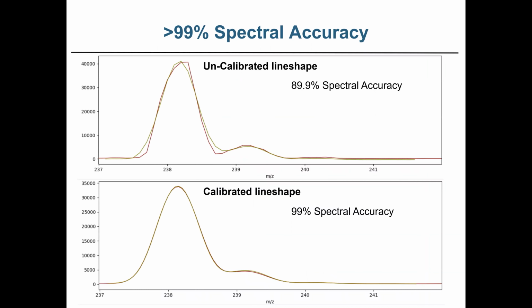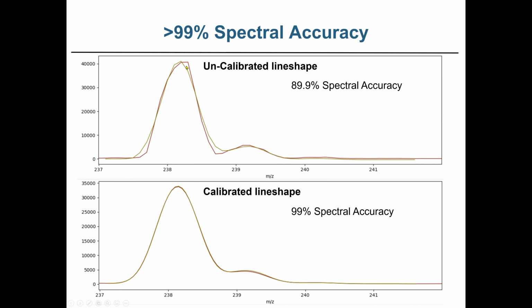Now, the other thing that it gives us is what the subject of this talk is, which is spectral accuracy. And we can get spectral accuracy easily within the 99% range, plus or minus. And let's take a look at that. What are we doing with spectral accuracy? What we're doing is we're matching the isotope profile of a calculated mass spectrum. Remember, we can calculate mass spec exactly. That's that yellowish green line there. That's the calculated mass spec of that particular formula. And this is the measured.